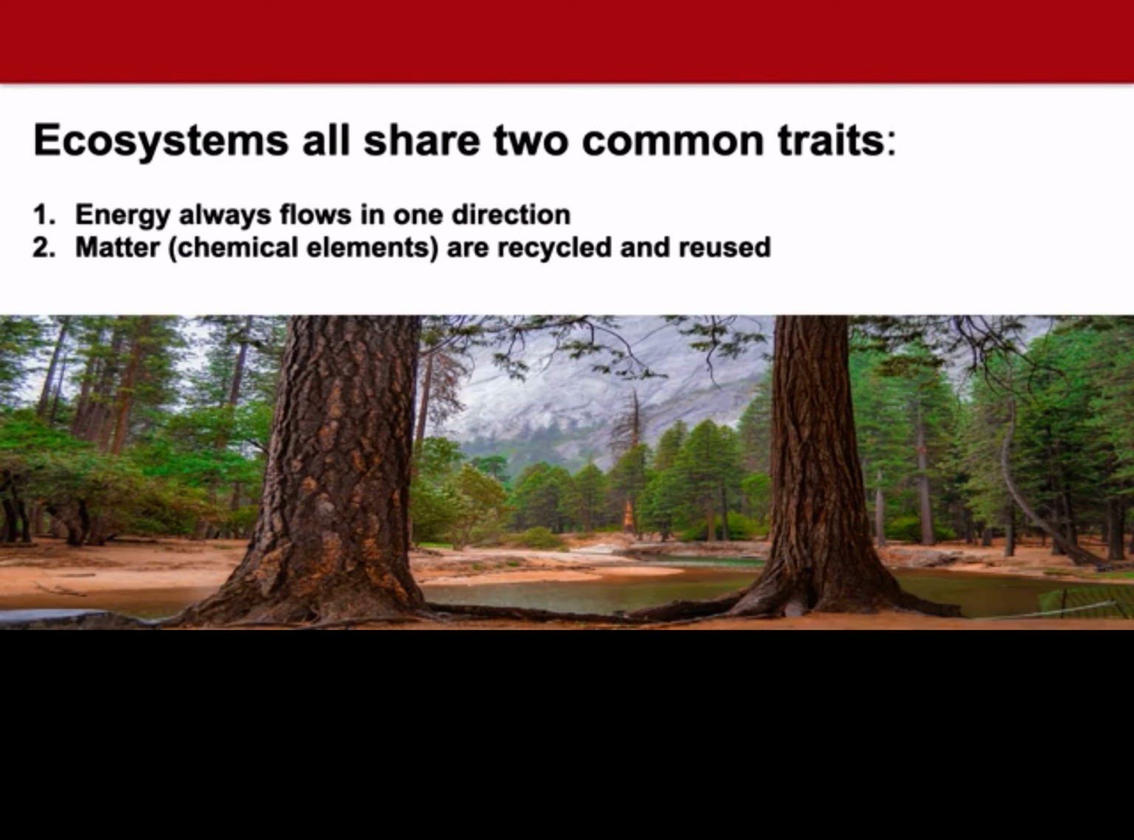All ecosystems share two common traits. One, energy always flows in one direction, flowing from one trophic level to the next. And two, matter or chemical components are constantly recycled and reused. Energy and matter are required by all organisms within an ecosystem to survive, thrive, and reproduce.